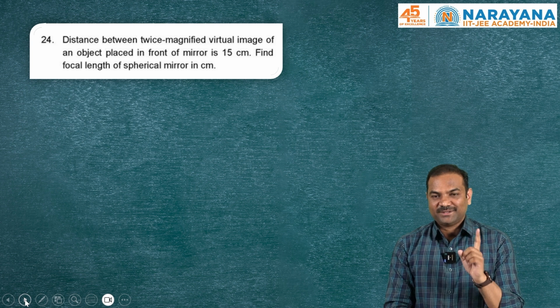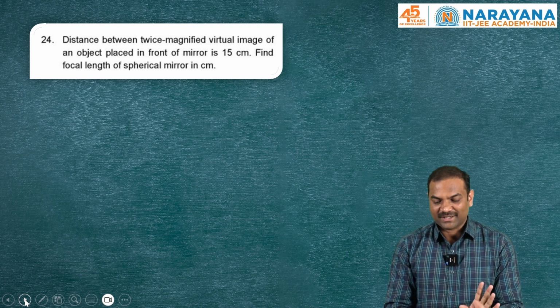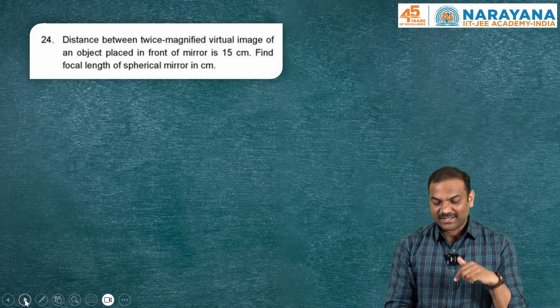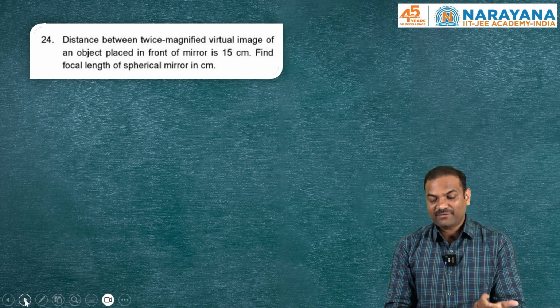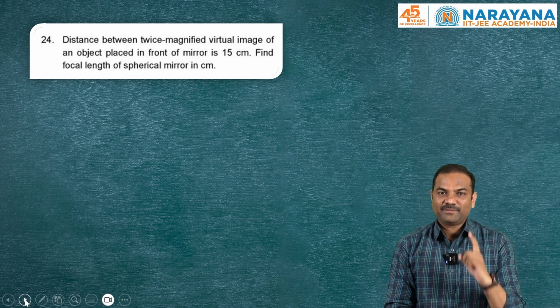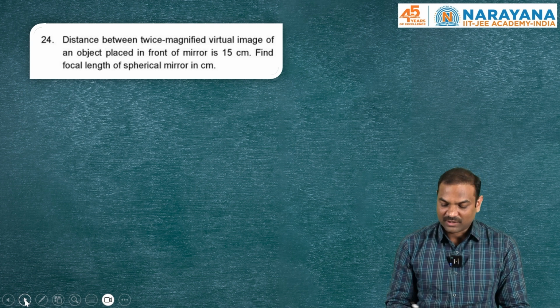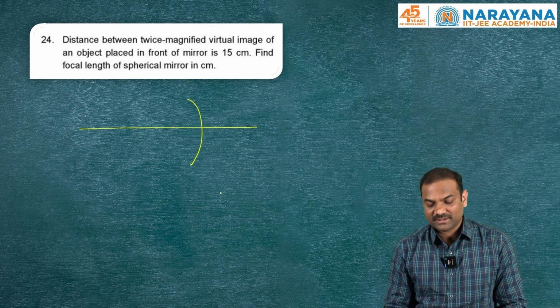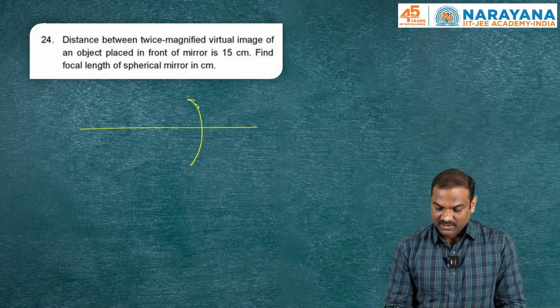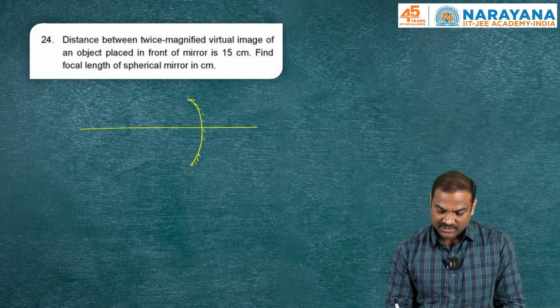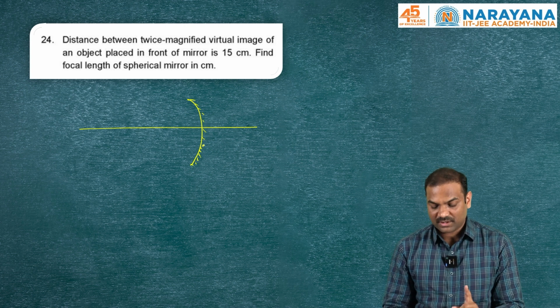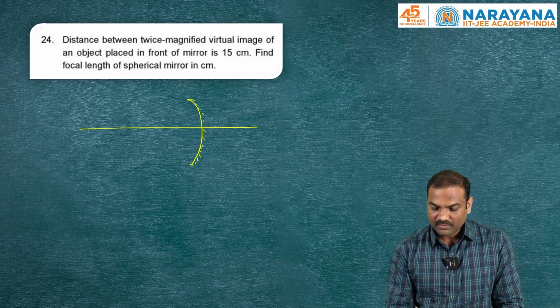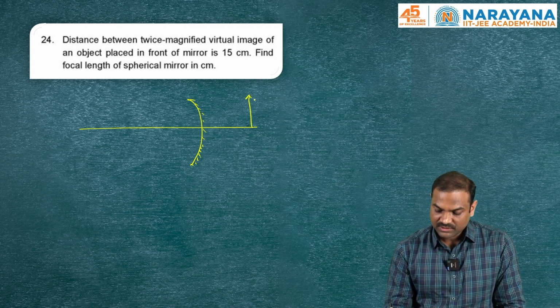As it is a real object and a virtual image, and they're asking for a twice magnified virtual image, you will get a magnified virtual image for a concave mirror only. So there is no need to mention in the question that it is a concave mirror. If it is a convex mirror, you will get a diminished virtual image, not magnified.